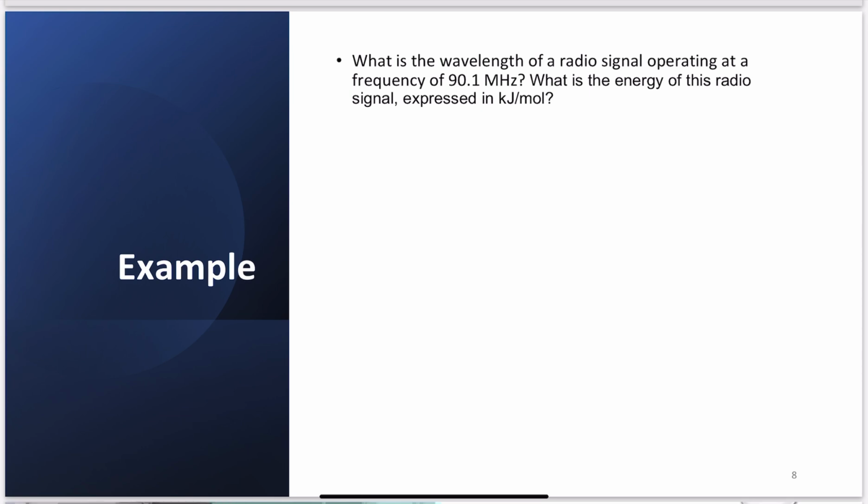Let's do an example with it. What is the wavelength of a radio signal operating at a frequency of 90.1 megahertz? What is the energy of this radio signal expressed in kilojoules per mole? So there's actually two questions here. The first one is just asking for wavelength, and it's giving me a frequency of 90.1 megahertz. Cool. I know that my speed of light is equal to my wavelength times my frequency. I'm trying to find wavelength, so I'm going to rearrange the equation. Wavelength will be equal to my speed of light divided by my frequency.